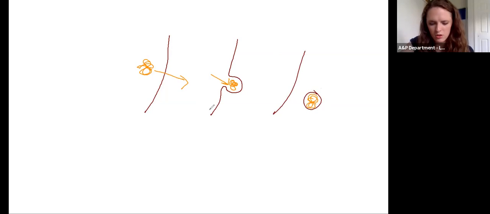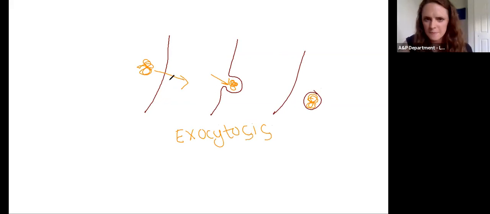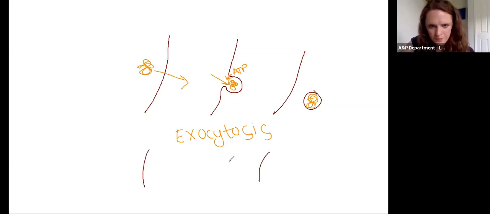Okay, this is called exocytosis. Exocytosis. Wow, I can spell. There we go. Exocytosis. This requires energy. This takes energy to pinch off that vesicle. Okay? Exocytosis requires energy. The same thing happens coming from the other direction. So this is moving out of the cell.